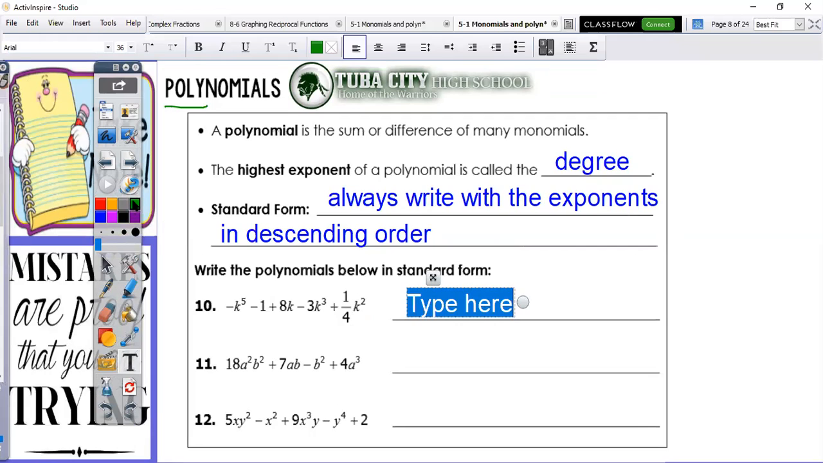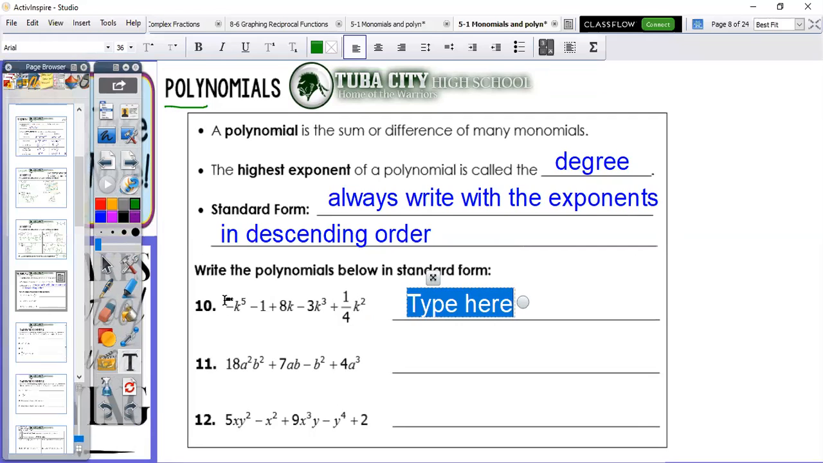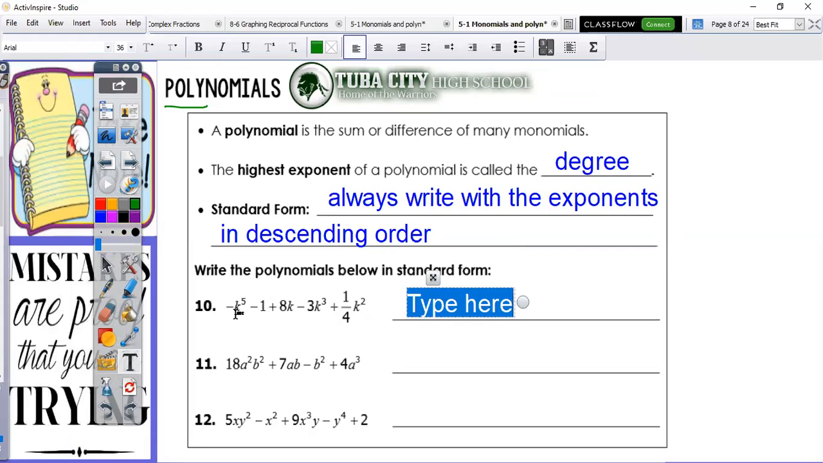What we got to do is start with the highest power. So look for the term with the highest power, which in this case is negative k to the 5th power. Okay, and then we work our way down. So go down, look at the 4 remaining ones. We have 0 power, 1 power, 3 power, and 2 power. So in this case, we do not have a 4th power, so we skip 4 and go to the next one down, which is going to be 3 power.